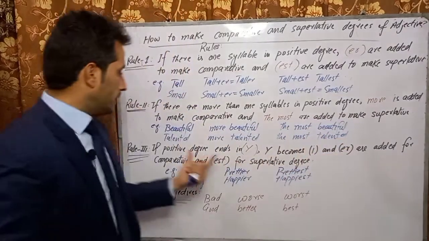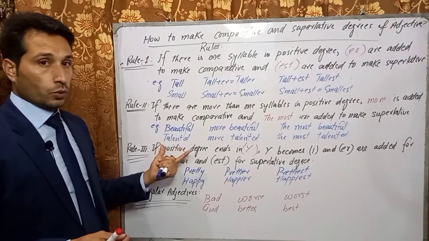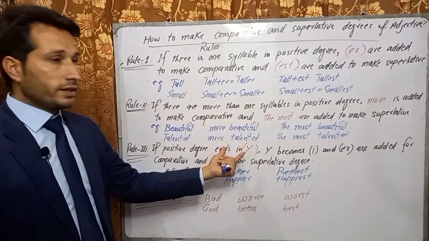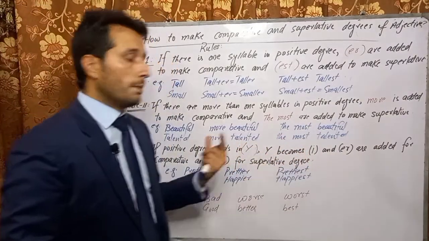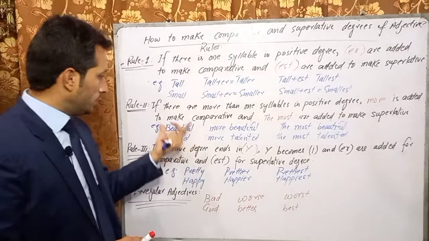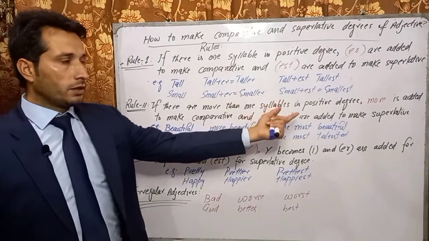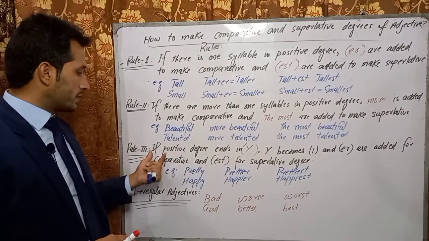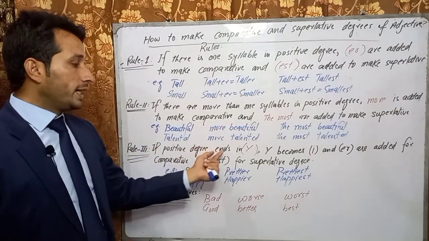beautiful. Then talented, again we have more than one syllable: talented, more talented, the most talented. Punctual, more punctual, the most punctual. So here we have more than one syllable, so for comparative we add more and for superlative we add the most.